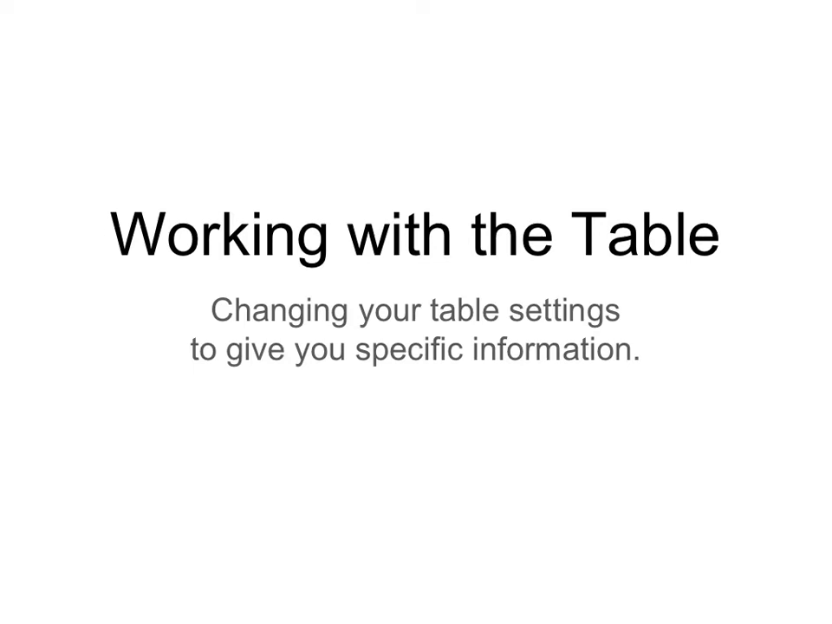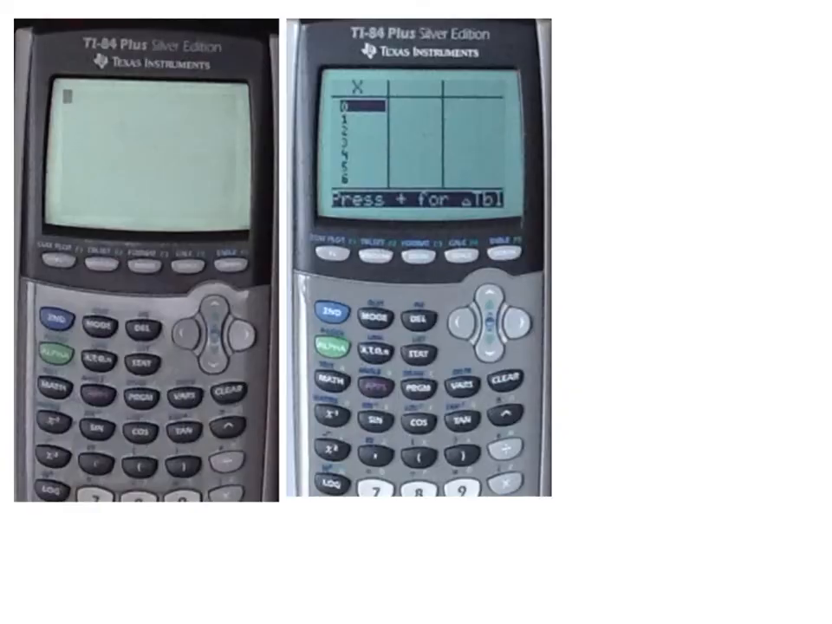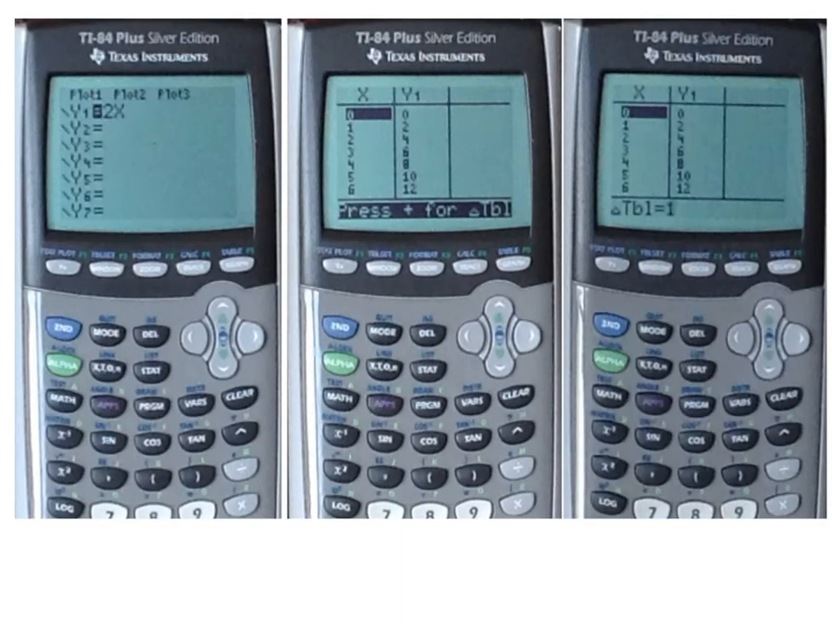In this video, we're going to explore how to make changes to your table to get more specific information. By default, your calculator will show you information in a table, starting with 0 and going up by units of 1. Sometimes, though, you need more granular information or smaller detail. So I've put the equation in my y equals key of 2x so that we can look at our table. And I've pulled up the table.